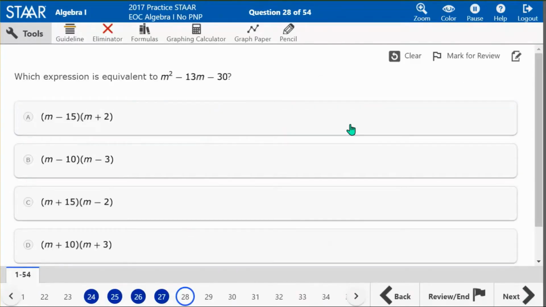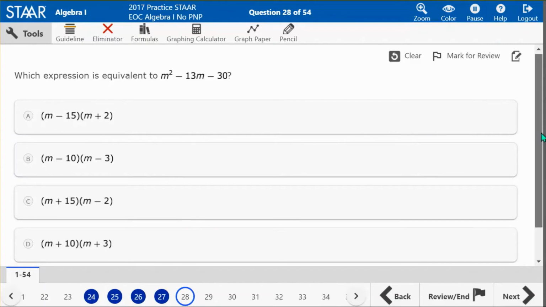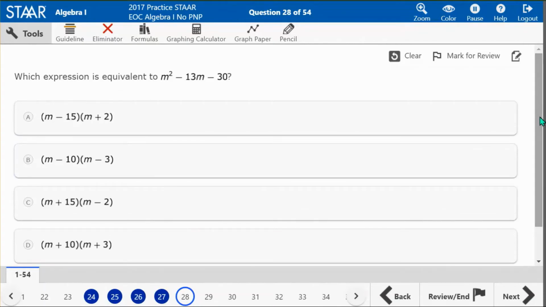Now let's go to number 28. Which expression is equivalent to m squared minus 13m minus 30? So in this one, there's actually many ways to do this. I'm going to show you guys how I do it, the cross multiplication way. This is actually really easy. This is an easy way to solve for, like, factoring, I guess.